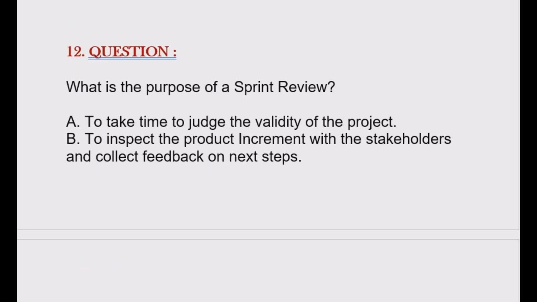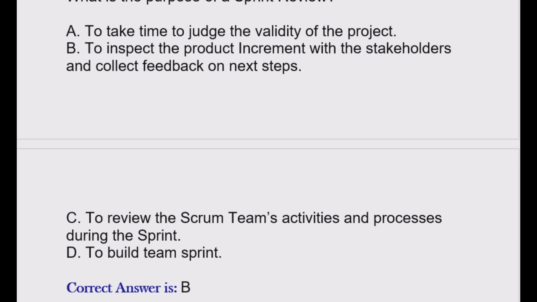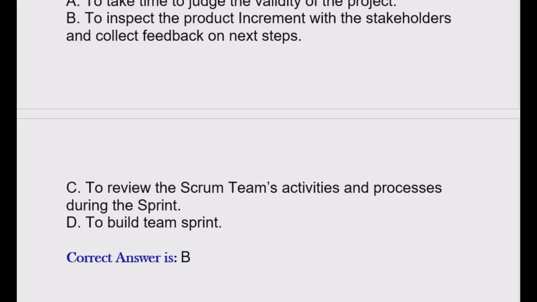Question is, what is the purpose of a sprint review? Option A, to take time to judge the validity of the project. Option B, to inspect the product increment with the stakeholders and collect feedback on next steps. Option C, to review the Scrum team's activities and processes during the sprint. Option D, to build team sprint. Correct answer is option B.